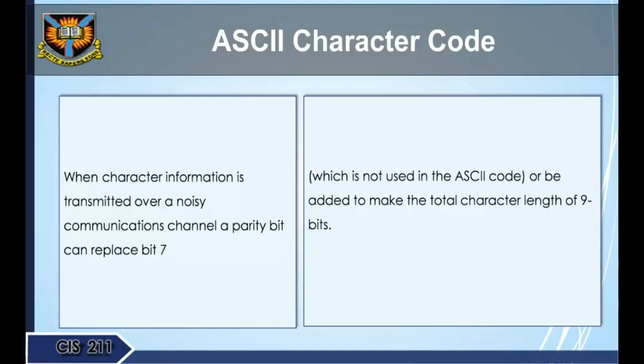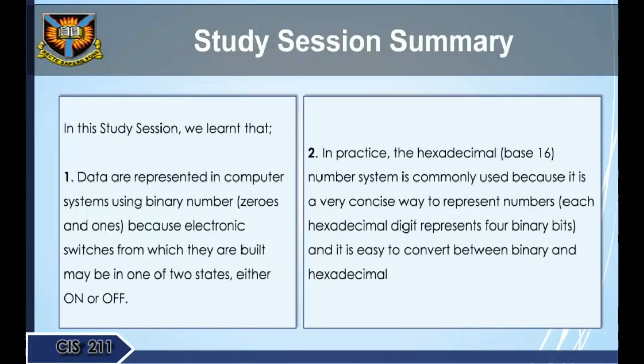When character information is transmitted over a noisy communications channel, a parity bit can replace bit 7, which is not used in the ASCII code, or be added to make the total character length of 9 bits.